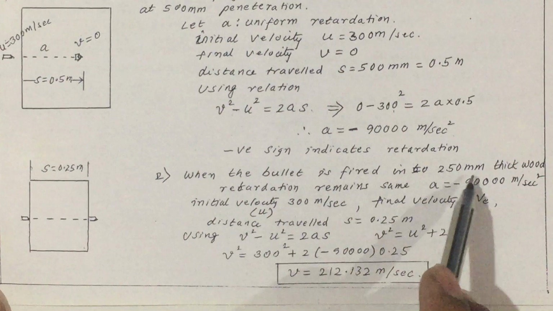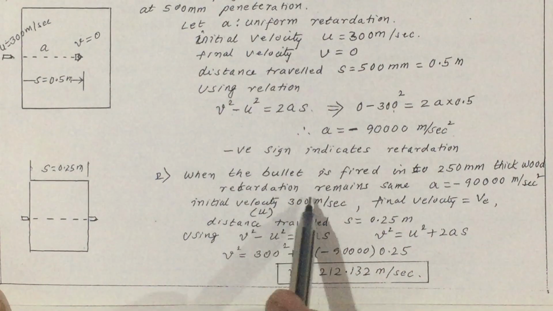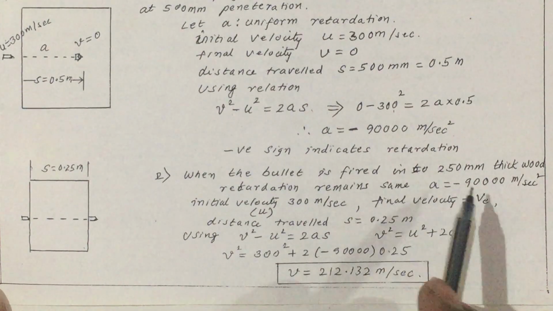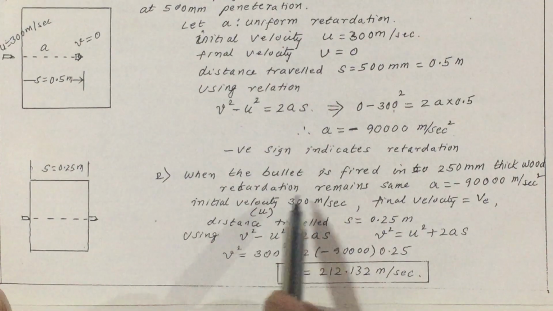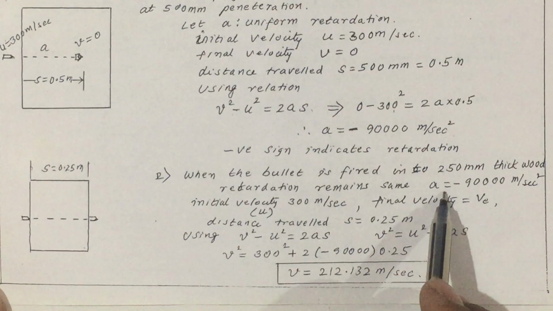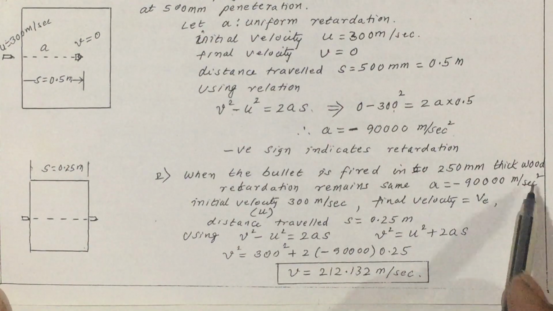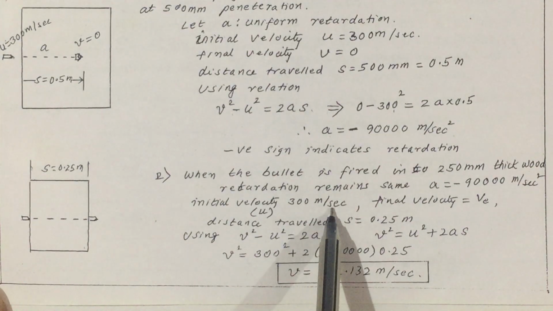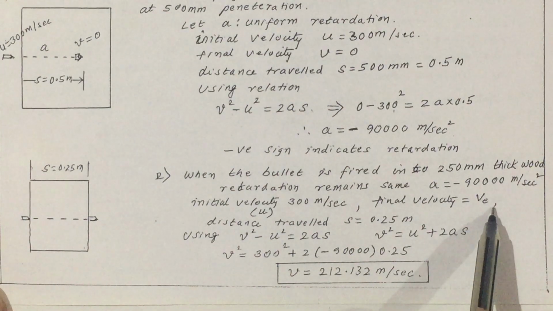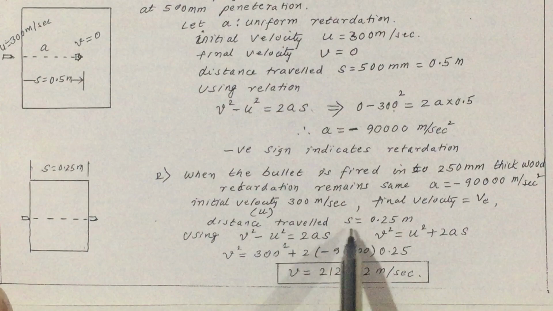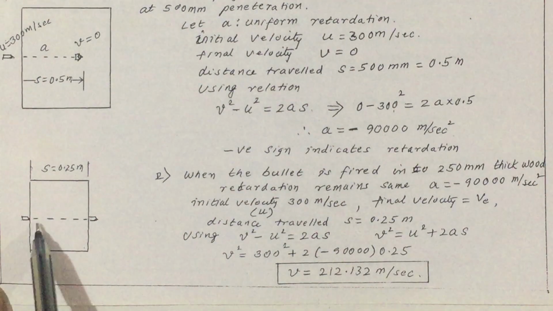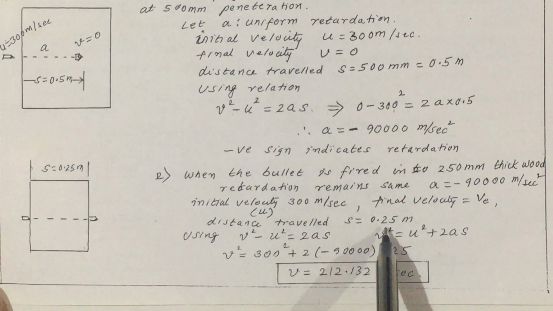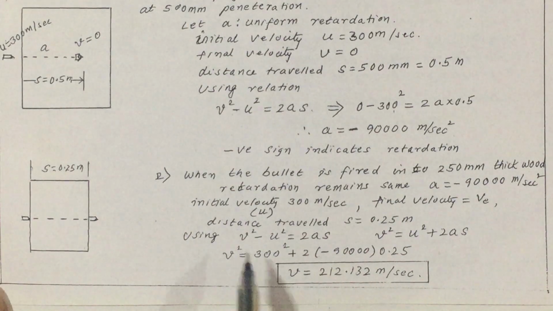So, when the bullet is fired into a 250 mm thick wood, retardation remains the same. Retardation will be same. Then how much? a is equal to minus 90,000 meter per second square. Here initial velocity is 300 meter per second. Final velocity we need to find out. Then distance travelled is the thickness of the wood, 250 mm, that is 0.25 meter.